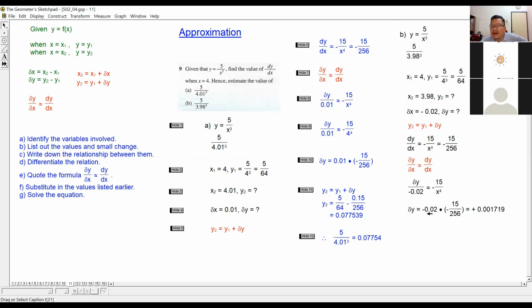So what is the next step after getting your delta y? Sub into y2 equals y1 plus delta y. Yes, very good. You can follow what is going on, right? So after getting your delta y, you put y2 is y1 plus delta y. y1 already found out earlier here, put inside. Delta y found out here, put inside. So we find that this value of y2 is 0.079295.